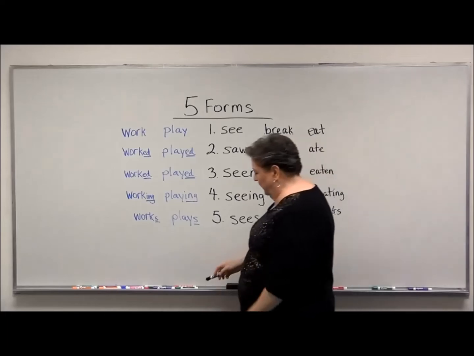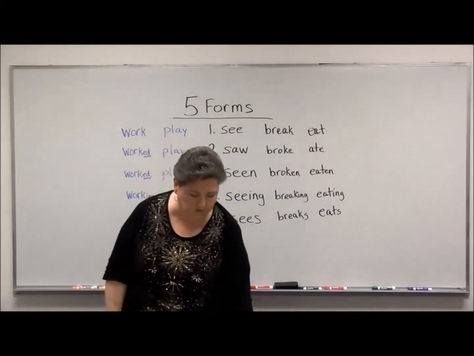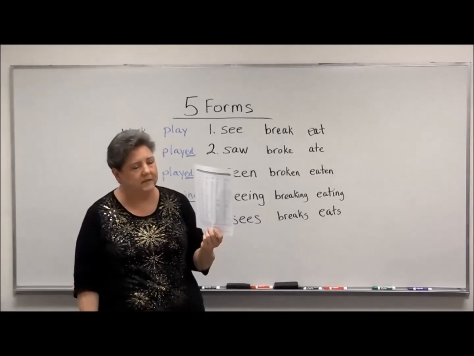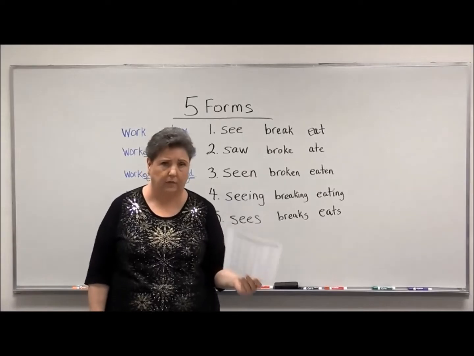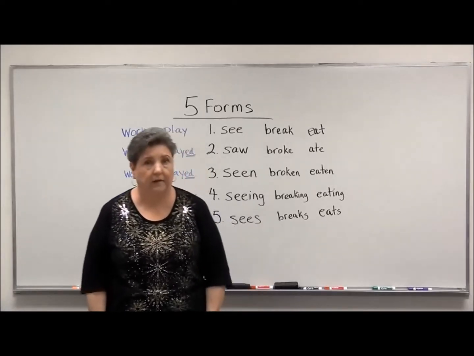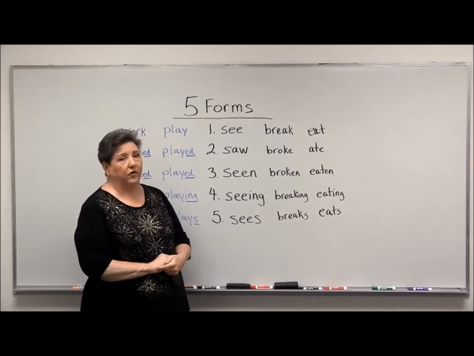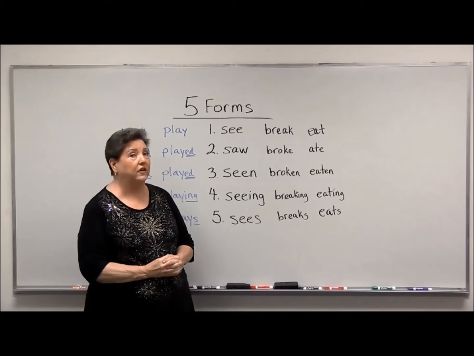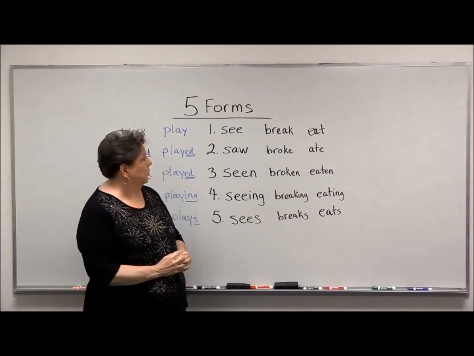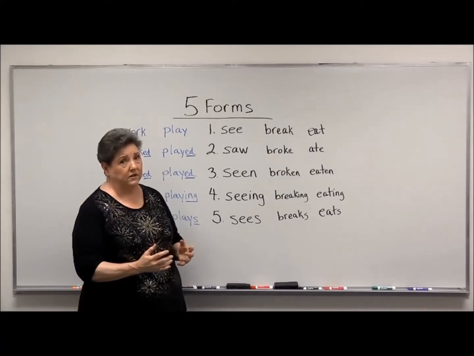Your question was, if there are 5 forms, why do we only see 3 on these lists? In all the grammar books, it's the same. Why are there only 3? I'm going to show you. Look at these irregular verbs. Where do they go irregular? 1, 2, 3, 4, 5. Where are they irregular? The spelling goes crazy.